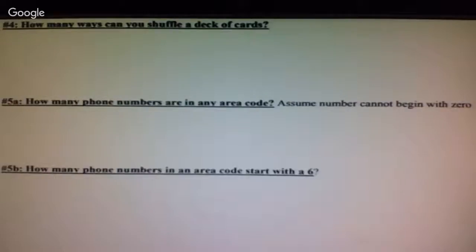Okay. How many ways can you shuffle a deck of cards? 78,000. Okay. So you shuffle a deck of cards. You're going to have one card in the top slot, one card in the next slot, one card in the next slot, and so on and so forth.